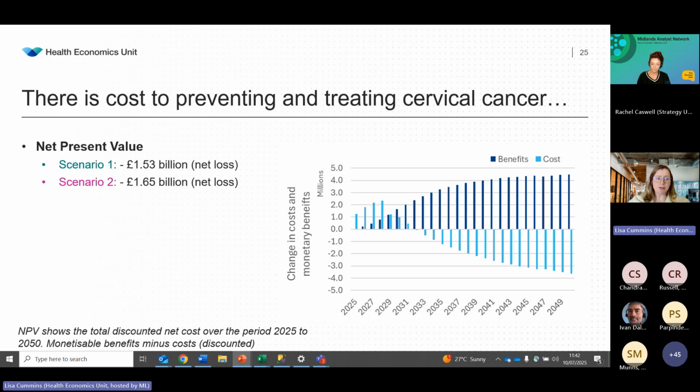In terms of the cost of preventing and treating cervical cancer, both scenarios demonstrate a net loss to the NHS and wider society. Scenario one was 1.53 billion, and scenario two was 1.65 billion. This loss makes sense because we were including the cost of screening, vaccination, treatment costs, and the societal burden as well. So there were lots of factors flowing into this.